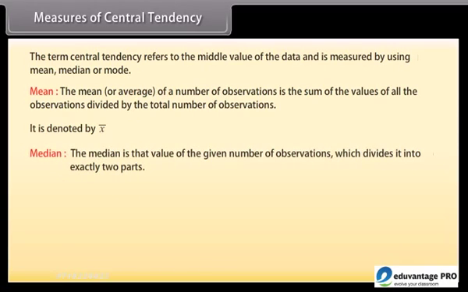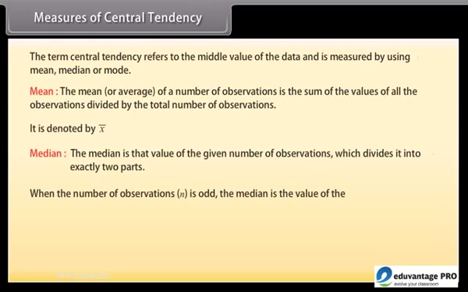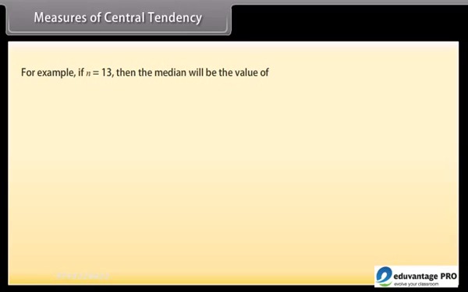Median. The median is that value of the given number of observations which divides it into exactly two parts. When the number of observations, that is n, is odd, the median is the value of the (n plus 1) whole upon 2th observation. For example, if n is equal to 13, then the median will be the value of (13 plus 1) whole upon 2th, that is, the 7th observation.